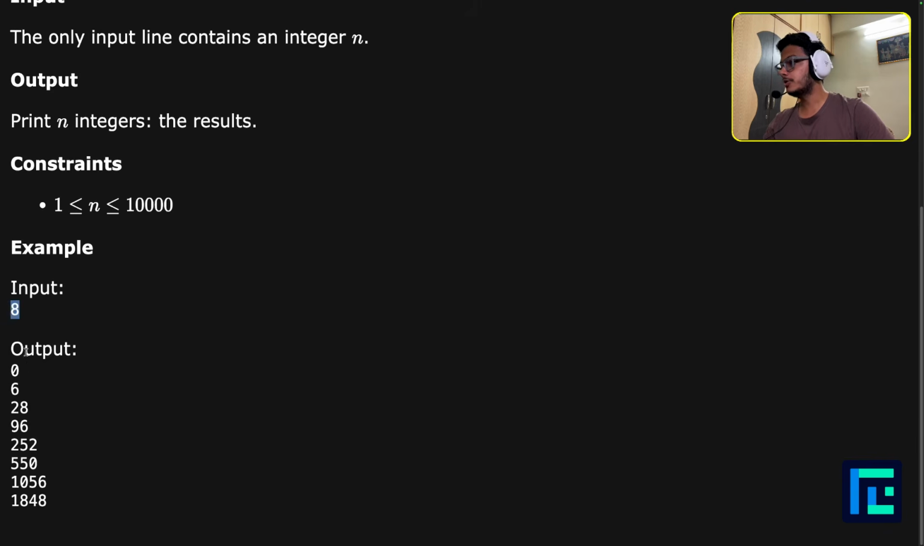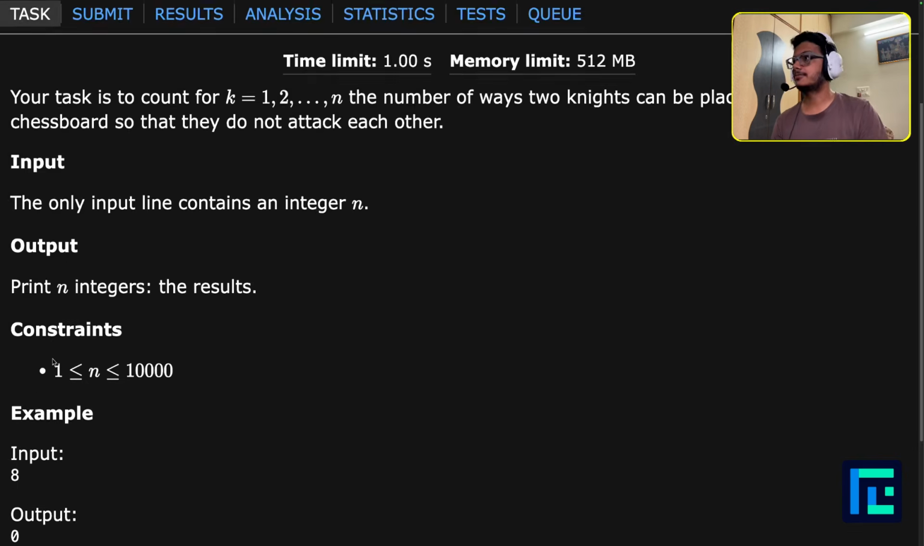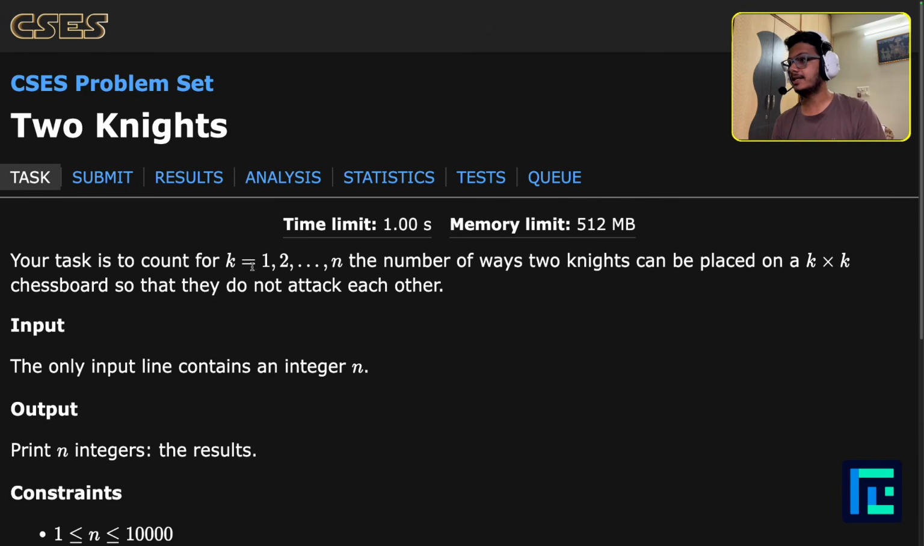So here if n is 8, you have to go from k equals 1, 2, 3, 4, 5, 6, 7, 8. And for each value of k, you have to consider a k by k chessboard. You have to output the number of ways to place 2 knights, or horses in chess, in such a way that they do not attack each other. So the question is as simple as it can get. For input n, you find, for chessboards 1 by 1, 2 by 2, 3 by 3, so on till n by n, the number of ways to place 2 knights such that they do not attack each other.